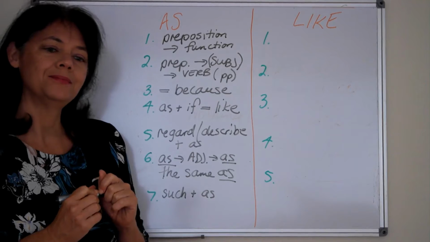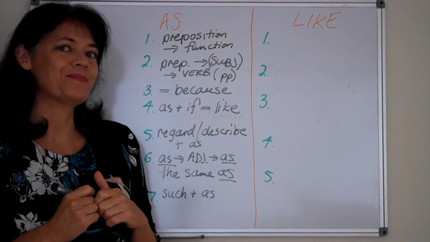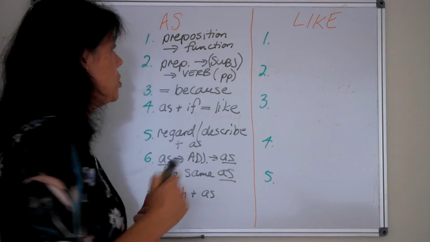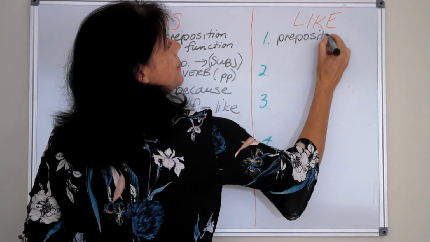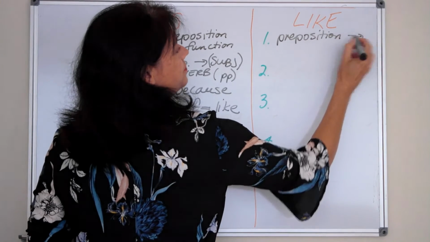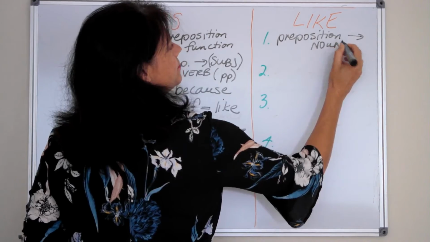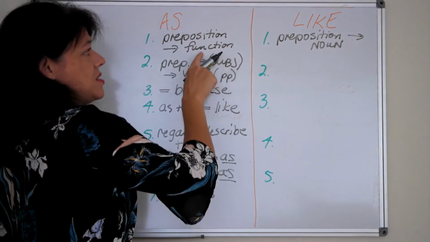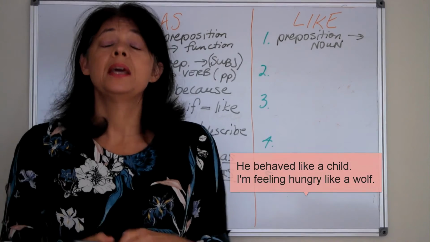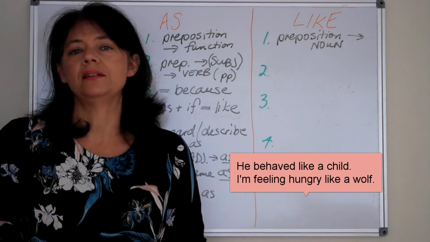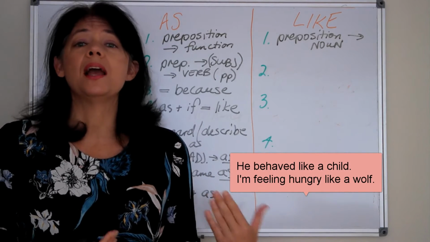What about like? Let's keep going. Like can also just be a preposition followed by a noun. Of course, this one is a function noun here. This one can be any noun. He behaved like a child. I'm feeling hungry like a wolf.